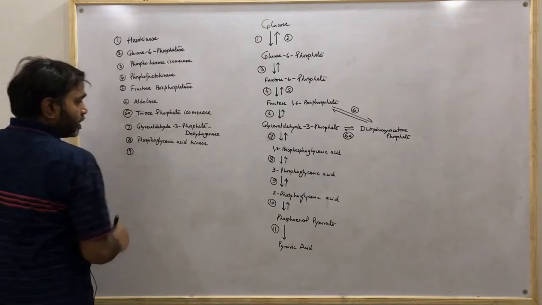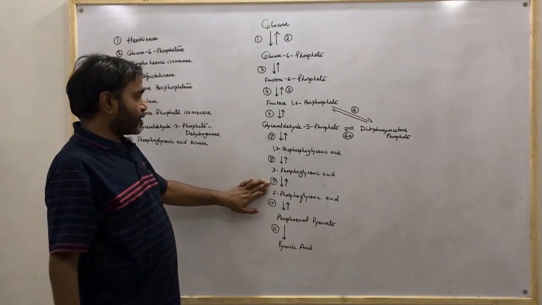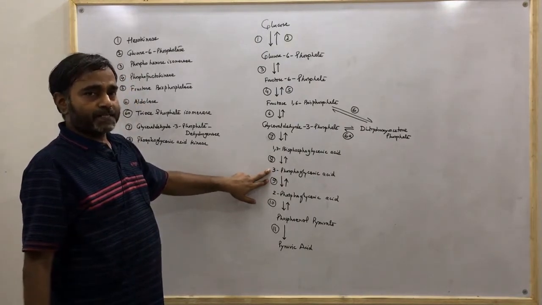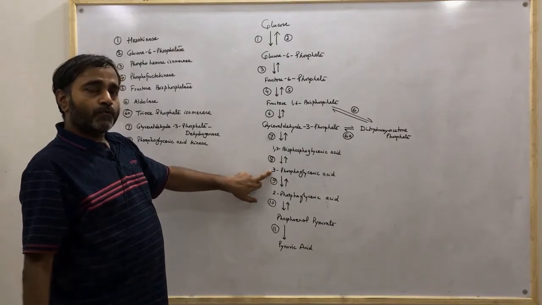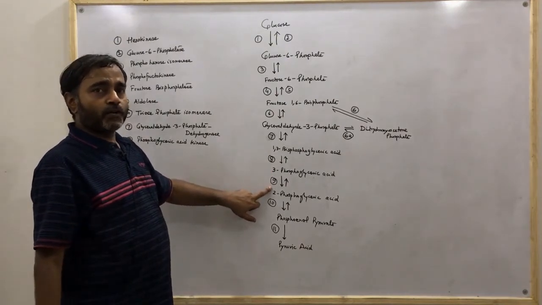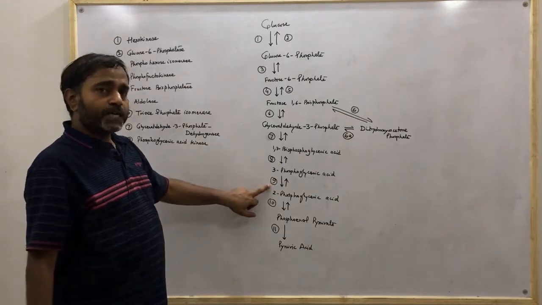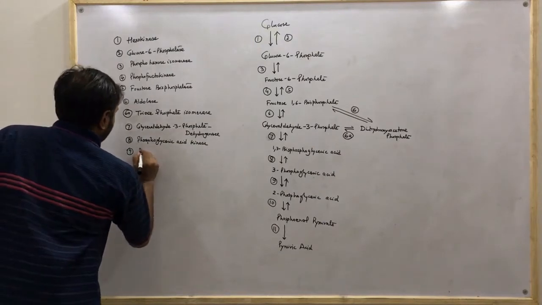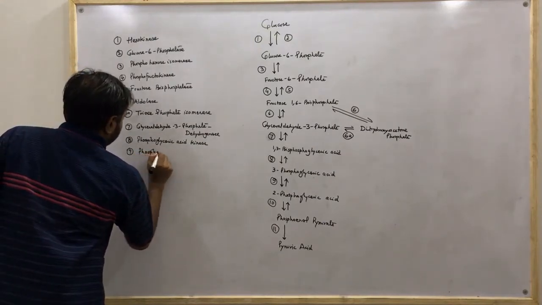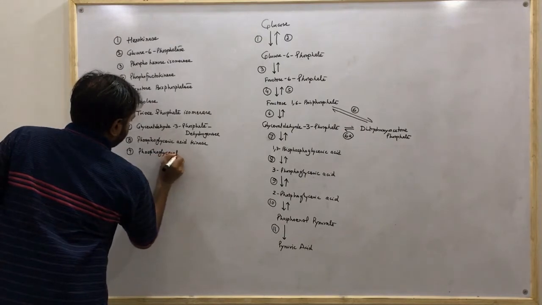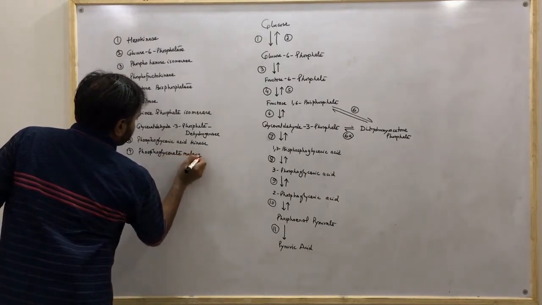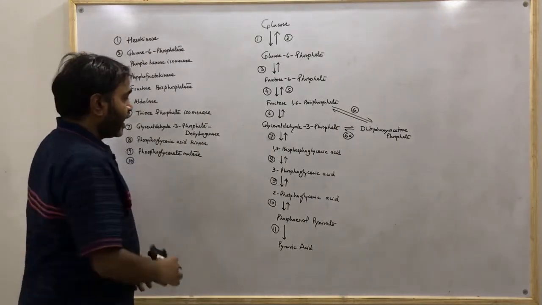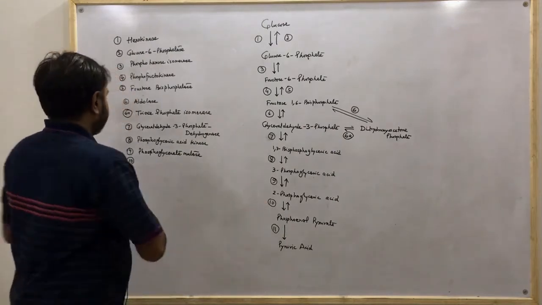Now we will write the name of the 9th enzyme which is working at this position, and here you can see the transfer of the phosphate group is taking place and the change of the group from the 3rd position to the 2nd position is occurring over here. So the name is mutase. So the enzyme name will be phosphoglycerate mutase. Now we will write the 10th one, and that is enolase.